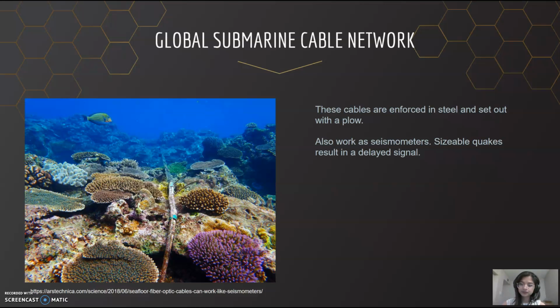They also do double duty as seismometers, so they can detect tremors. They can detect tremors under the sea. So these quakes will cause a delayed signal within the optical fiber. And so with the right equipment, you can detect the oscillations of the different signals, and that's how we can see stuff like the epicenters of earthquakes.